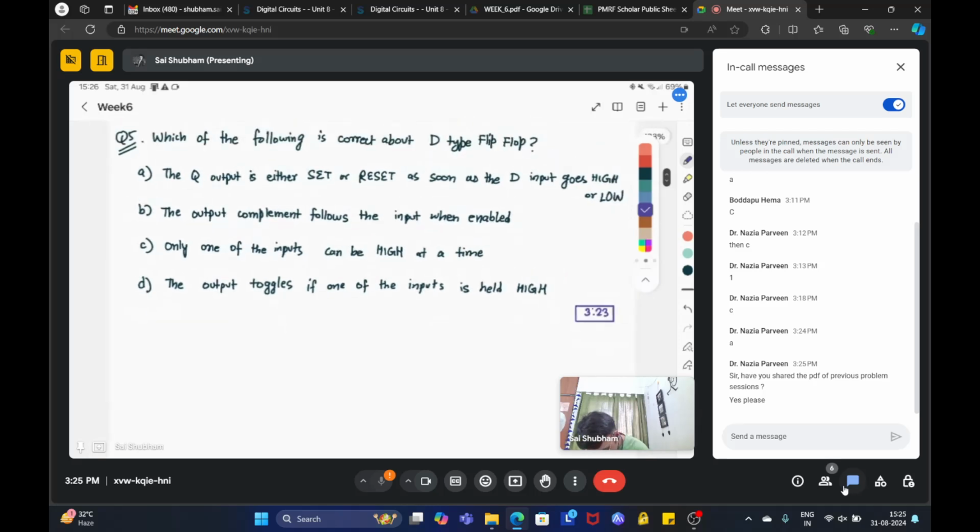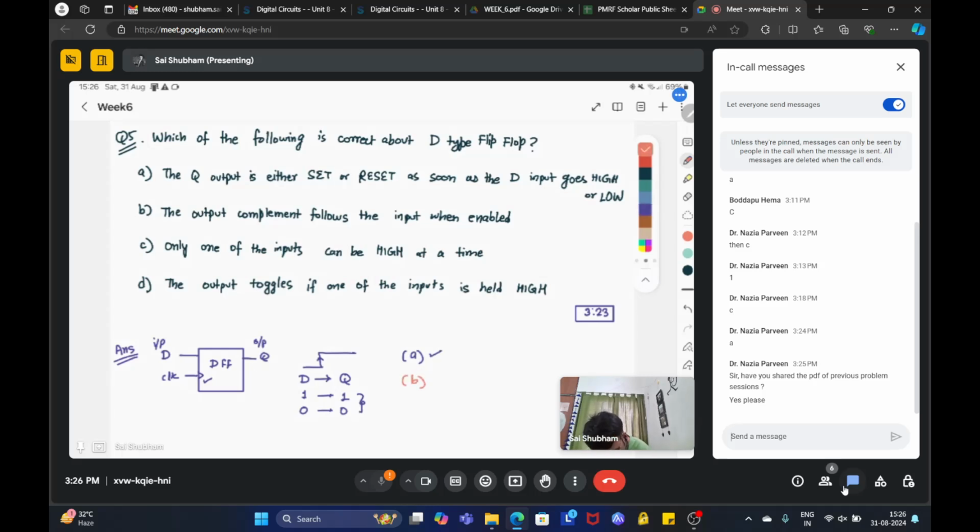So let's discuss the solution. A D flip flop: here is your clock. Any input D, and this is your output Q. Depending upon whether the clock is positive or negative, suppose there is a clock edge, whatever data D is there will be transferred to the output. If it is 1, then the output will be 1, and if 0, then the output will be 0. So option A is the correct answer.